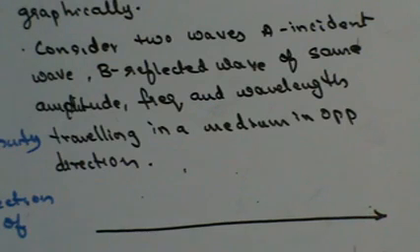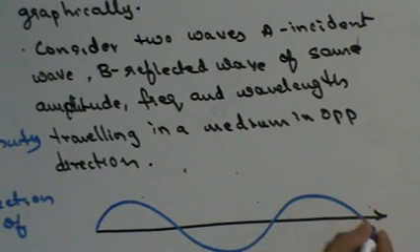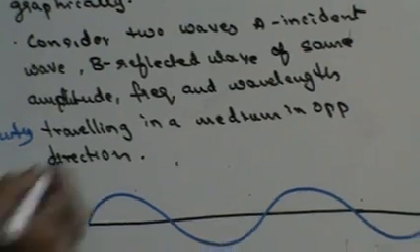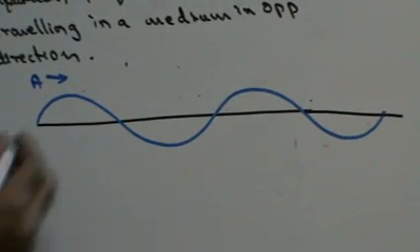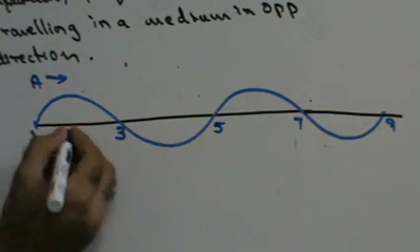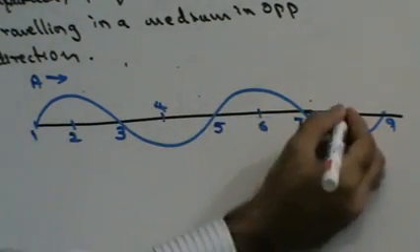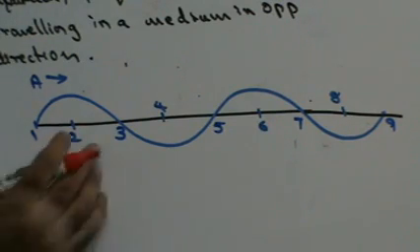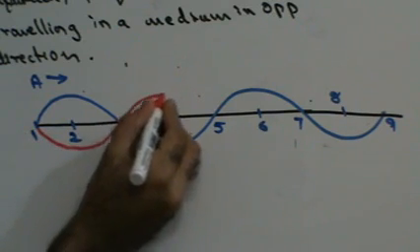So this is my x-axis. Let's draw the first wave. Let's consider this is my wave A, wherein the wave is traveling in this direction. So let's consider these as points number 1, 3, 5, 7 and 9. Let's consider the center points as 2, 4, 6 and 8. Now let's consider another wave B, which is going to be traveling in the opposite direction. Same amplitude, same phase, same wavelength and frequency.